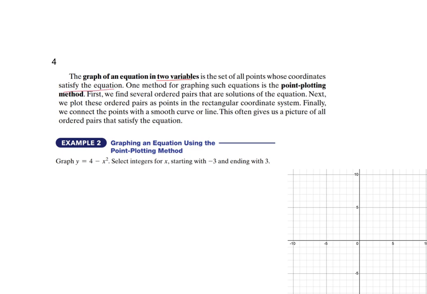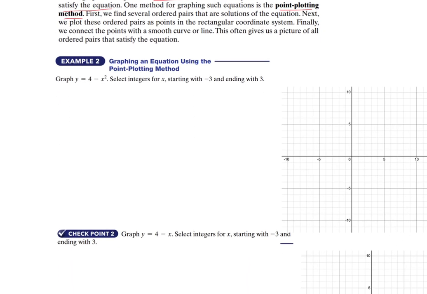So one method for graphing is the point plotting method, is to find points and graph this. So this is an excellent method. So I'm going to select integers for x. Now, I do not want to do this method all the time. We need to identify other ways to graph and to sketch a graph quickly.